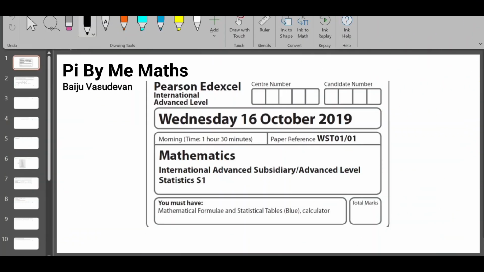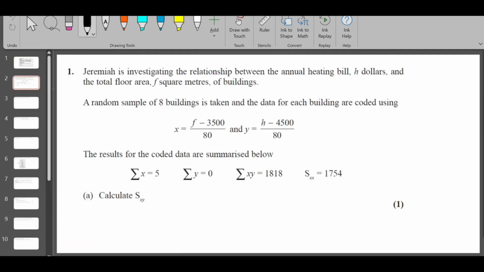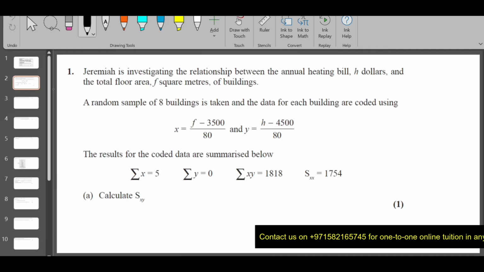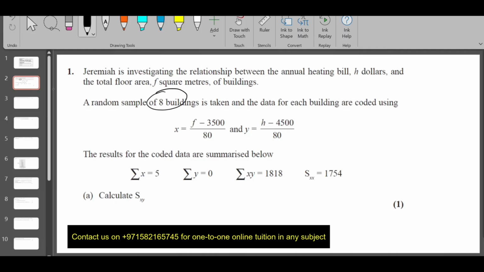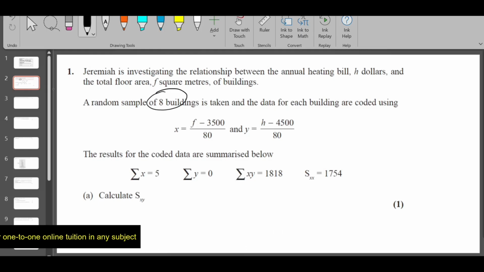This is WST01. Here we are solving the October-November 2019 Statistics 1 paper. Let's look at question number 1. Jeremiah is investigating the relationship between the annual heating bill $H and the total floor area F square meters of buildings. A random sample of 8 buildings is taken and the data for each building are coded using this. The results for the coded data are summarized below.